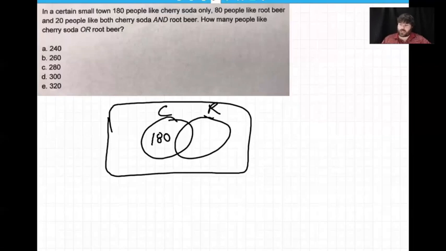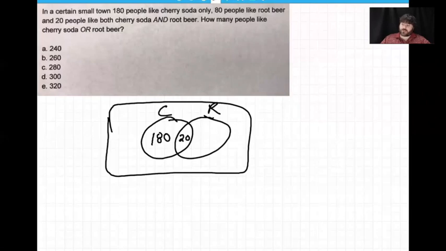It says 80 people like root beer. So can I put an 80 right here? Not really, because 80 is this and this. The whole thing is 80. So I'm actually not allowed to put 80 there. It says 20 people like both cherry soda and root beer. So 20 like both.